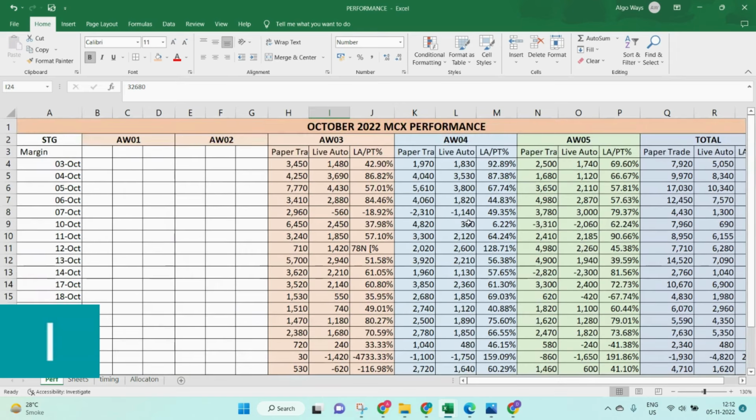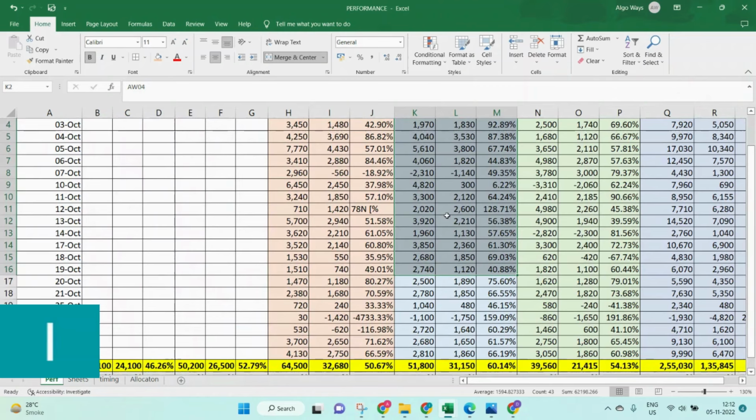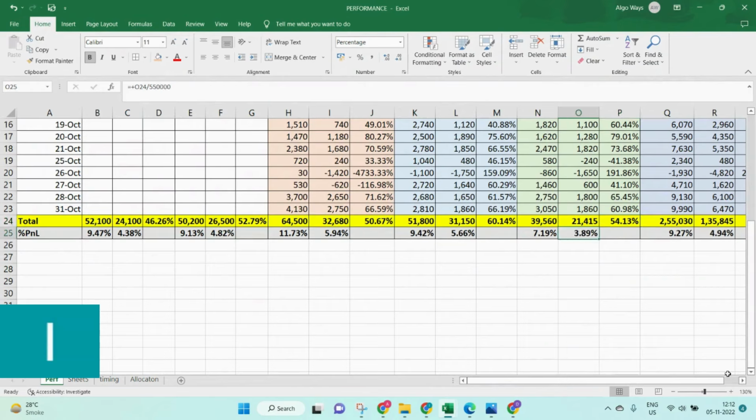Strategy 4, actually this is the strategy which I like the most, because it has some dynamic entry conditions, and it manages the trade very well, better than 3. So this strategy has given 51,800, and the live auto result is 31,000, so around 60% of the PT. Strategy 5 has given 39,000 and 21,000, which is 54% of the PT result. It's again around 4%.